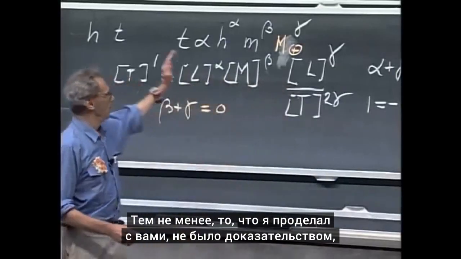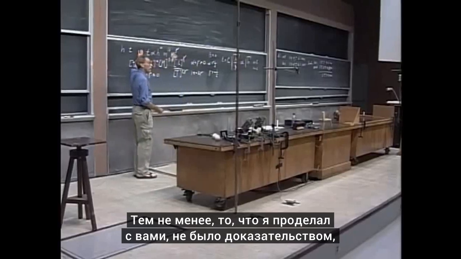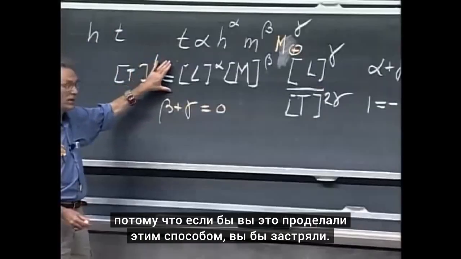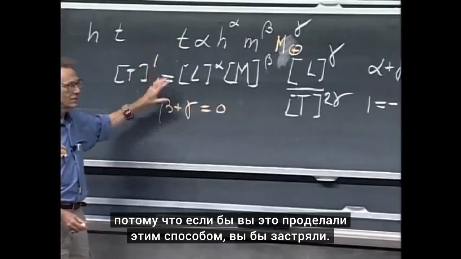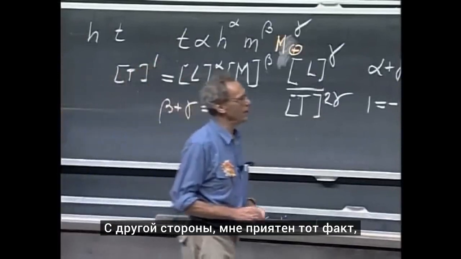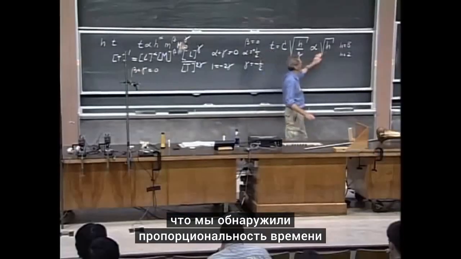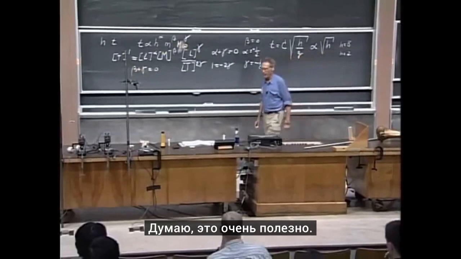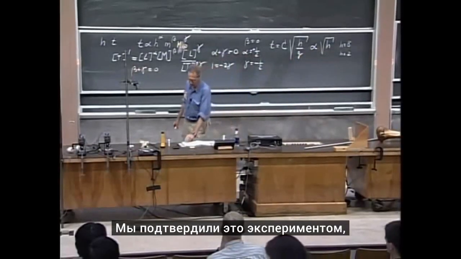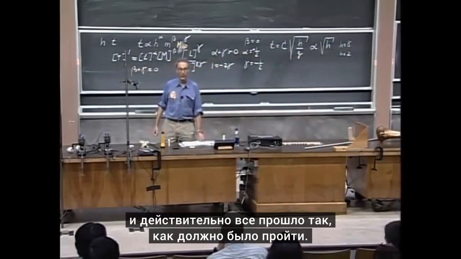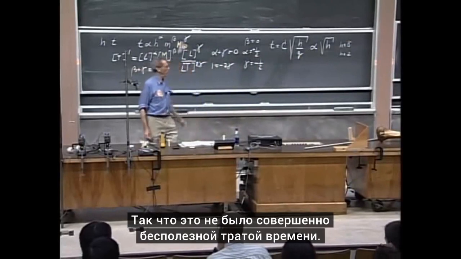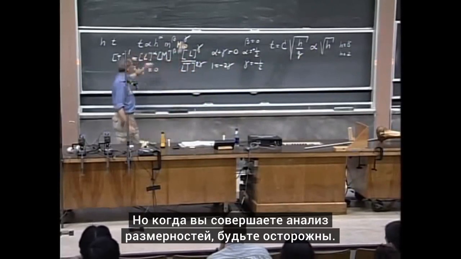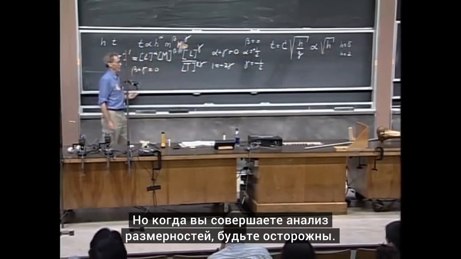However, what I did with you was not a proof, because if you do it this way, you get stuck. On the other hand, I'm quite pleased with the fact that we found that the time is proportional with the square root of h. I think that's very useful. We confirmed that with experiment, and indeed, it came out that way. So it was not a complete waste of time. But when you do a dimensional analysis, you better be careful.